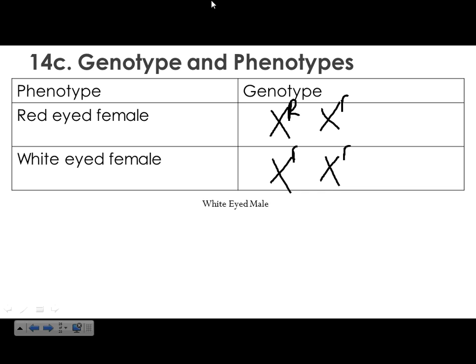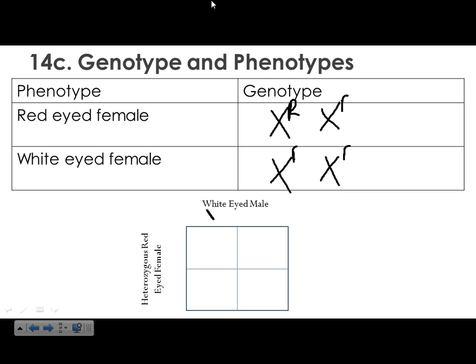So again, the way we got that, we took our white-eyed male, our heterozygous female, there's my heterozygous red-eyed female, there's my white-eyed female.